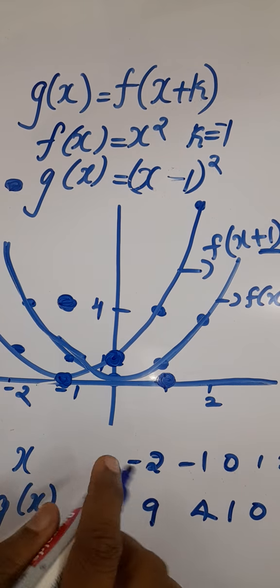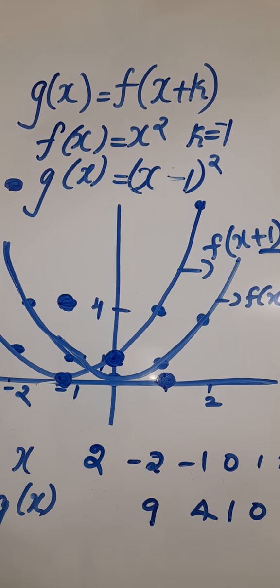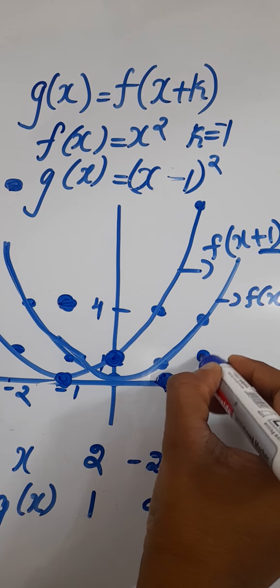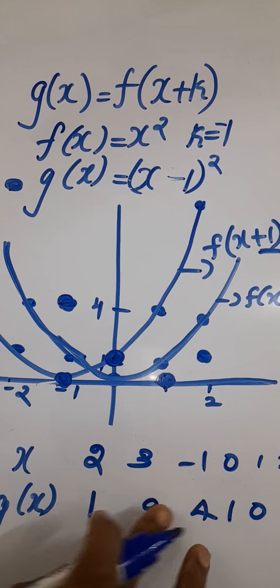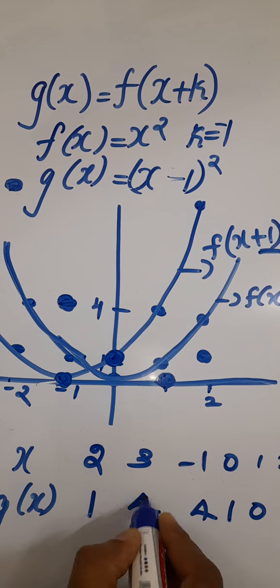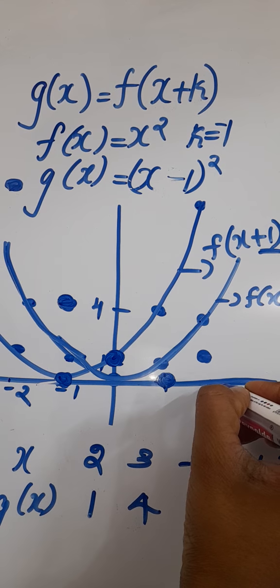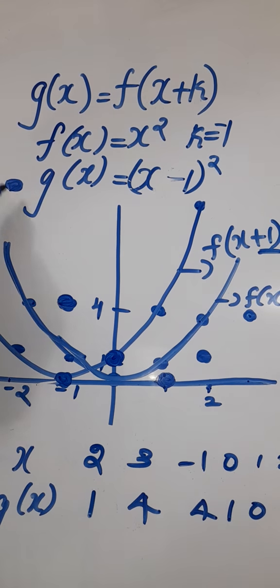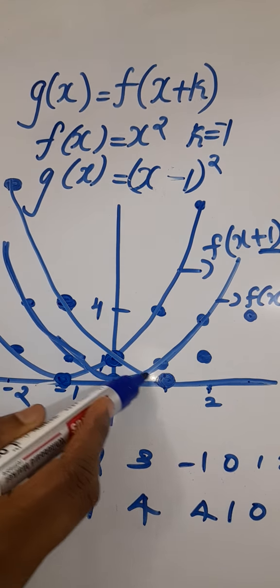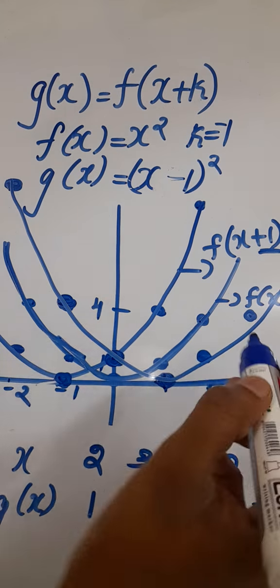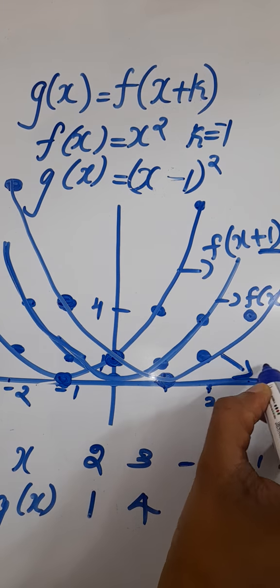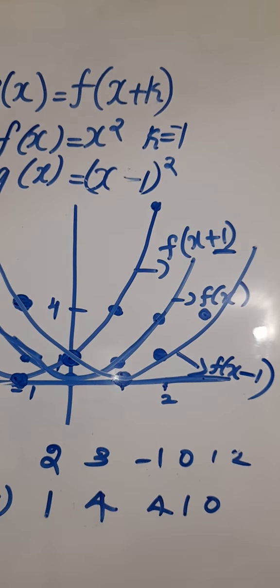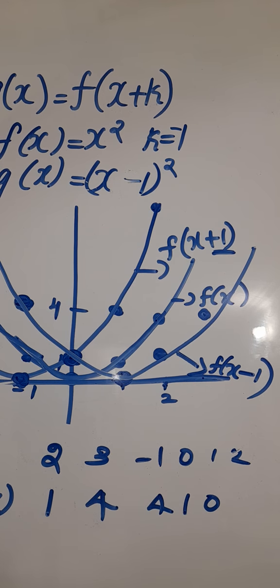For x equal to 2, let us see what we get. 2 minus 1, 1. 1 square, 1. For x equal to 2, we get it to be equal to 1. For x equal to 3, what do we get? 3 minus 1, 2. 2 square, 4. For x equal to 3, it is 4. You can clearly see that. These are the points. Let us join them. So this is the curve f of x minus 1.